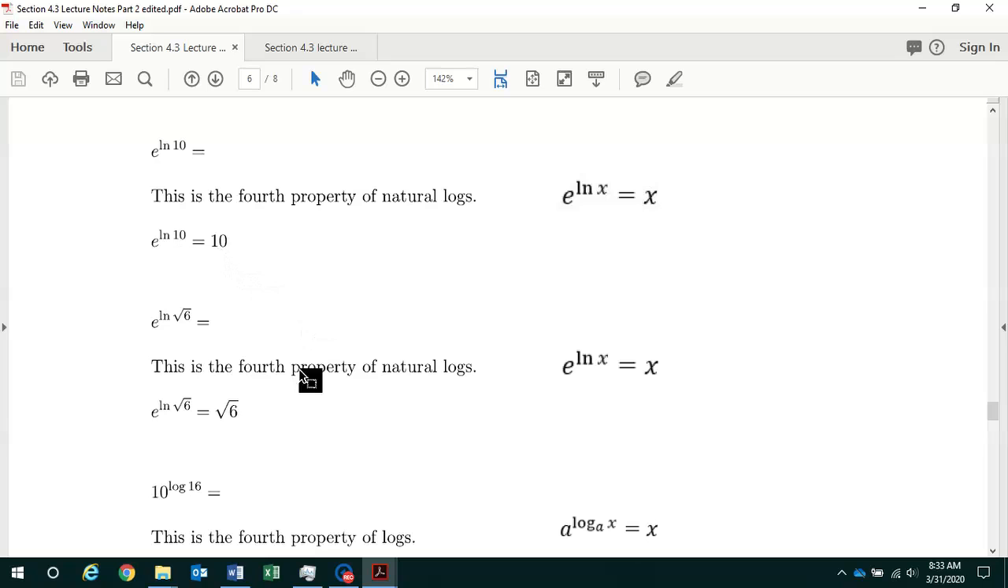10. In the next example, we evaluate e raised to the natural log of square root of 6. Well, in this case, right, x is equal to the square root of 6, right? We're using the fourth property of natural logs again. And so again, the e and the ln cancel, and we're just left with e raised to the natural log of square root of 6 is equal to square root of 6.